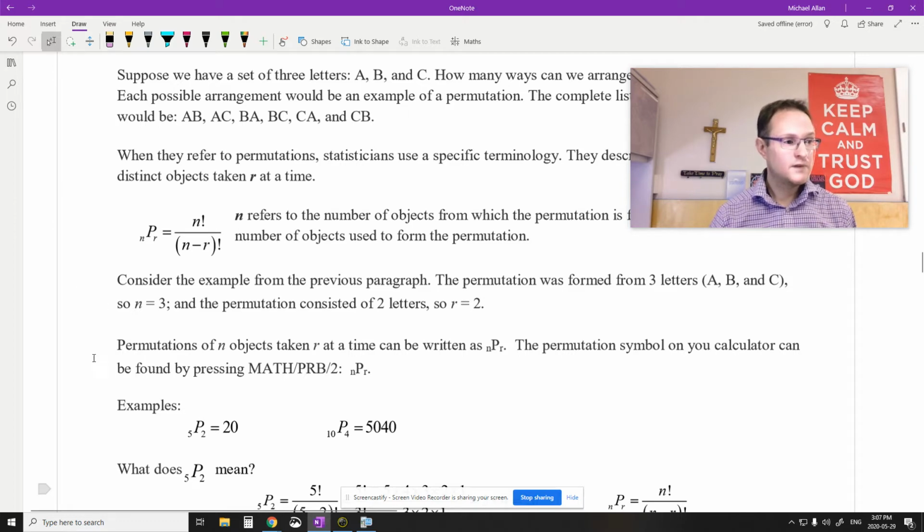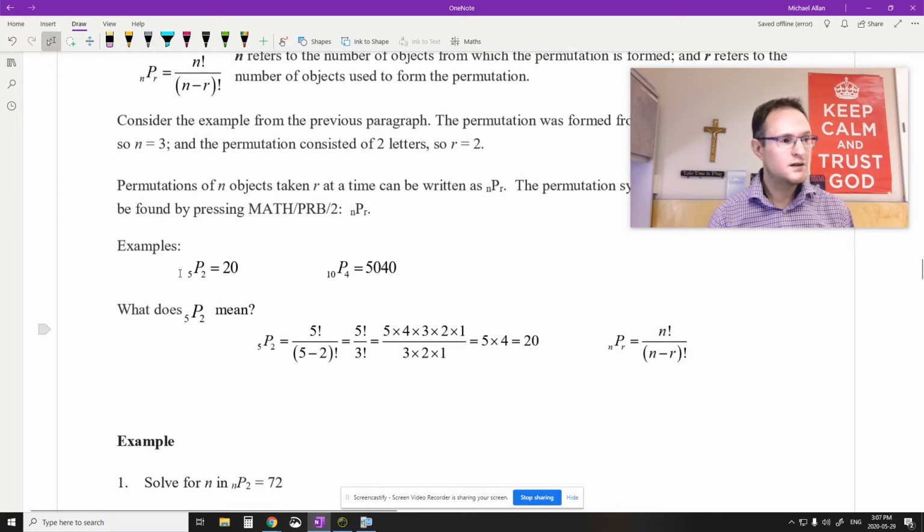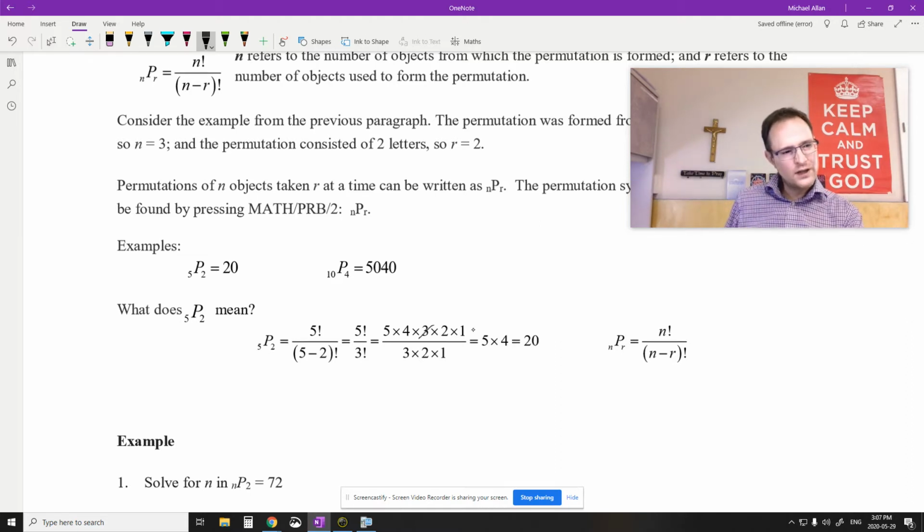Yeah. So this explains why 5p2 is 20. 5p2 is just like I have all 5 letters rearranged in order, and then I want to get rid of 3 of the numbers because I only want to keep 2 of them. So there's my 2 numbers. How many choices do I have for those 2 numbers? And it'll be 20.